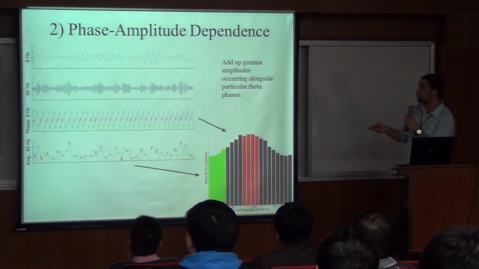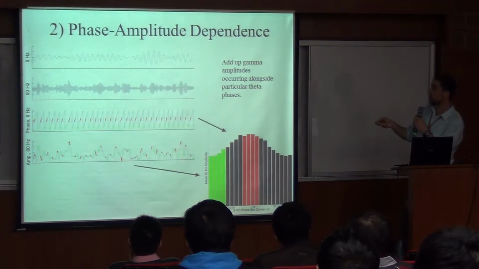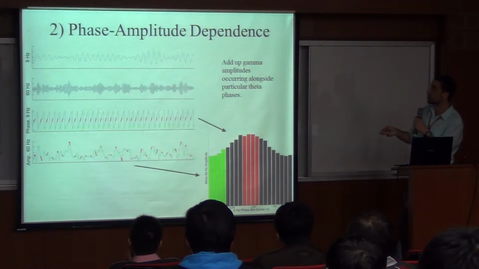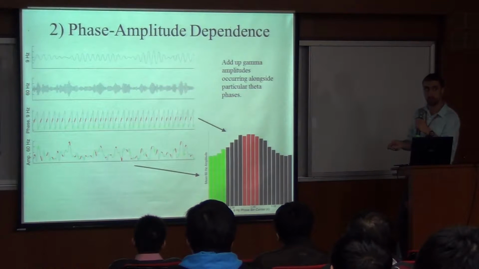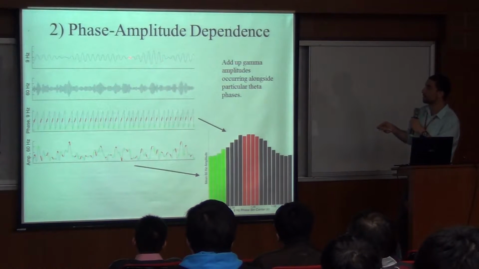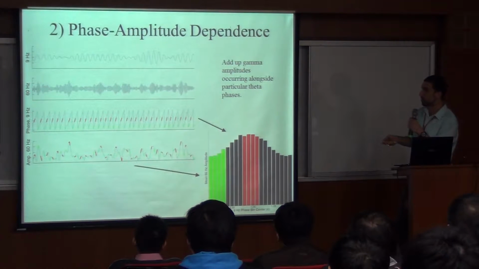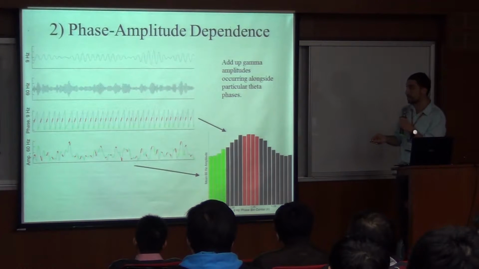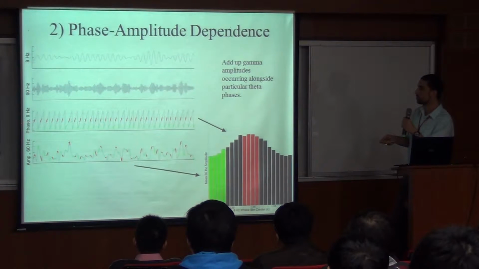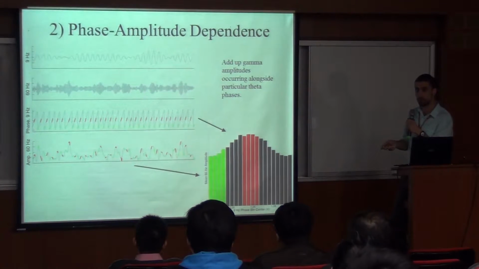Once we have two rhythms that we're interested in calculating the phase-amplitude coupling between, what we want to determine is whether the amplitude of the high-frequency rhythm depends in a statistical way on the phase of the low-frequency rhythm. So we extract the phase of the low-frequency rhythm and the amplitude envelope of the high-frequency rhythm, and then we bin the amplitudes according to the phase of the low-frequency rhythm.